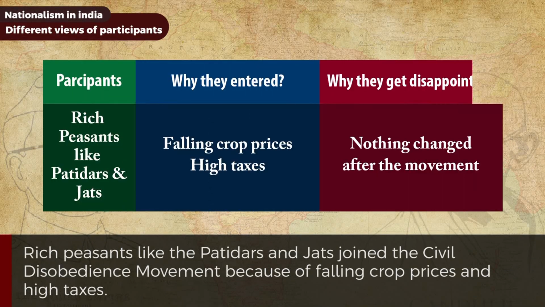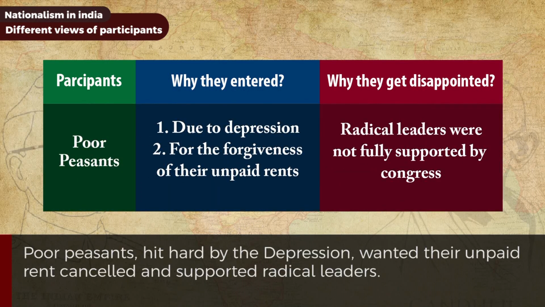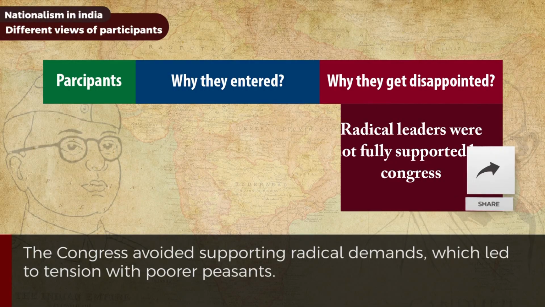Rich peasants like the Patidars and Jats joined the civil disobedience movement because of falling crop prices and high taxes. They hoped Swaraj would reduce taxes, but were disappointed when nothing changed after 1931. Poor peasants, hit hard by the depression, wanted their unpaid rent cancelled and supported radical leaders. The Congress avoided supporting radical demands, which led to tension with poorer peasants.